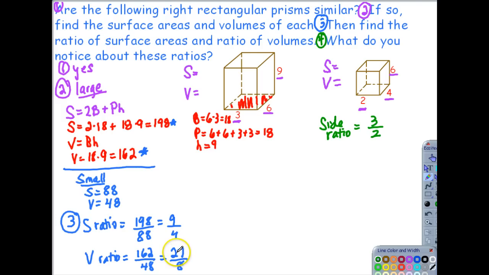Anything you're noticing? Well, if I look at my surface area ratio, I notice it's just my side ratio squared. So this is the same thing as 3/2 squared. Okay, kind of sounds like something we've talked about before. We've kind of learned that. What about the volume ratio? Well, it's 3/2 just cubed. If I cube 3/2, which is cubing 3, which is 27, and cubing 2 gets you 8. And that kind of, in a sense, makes sense.